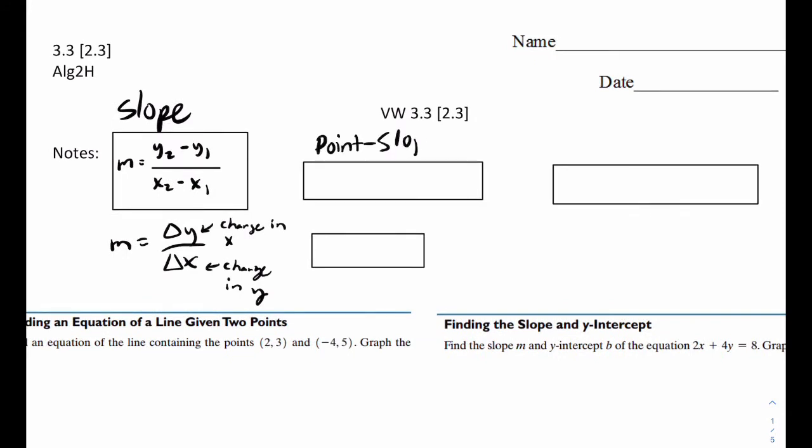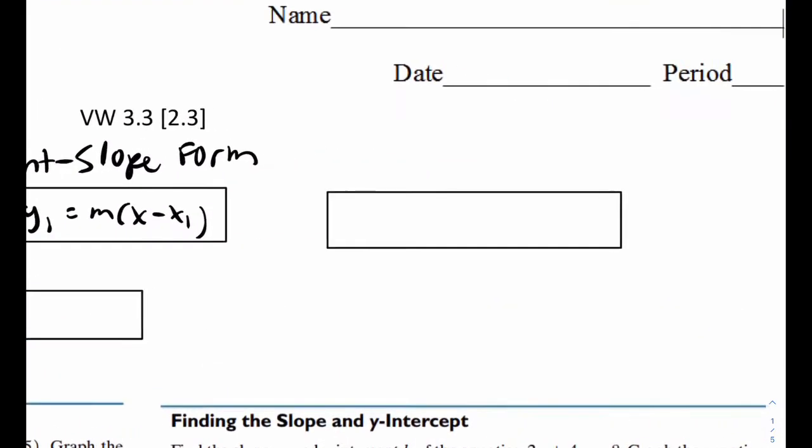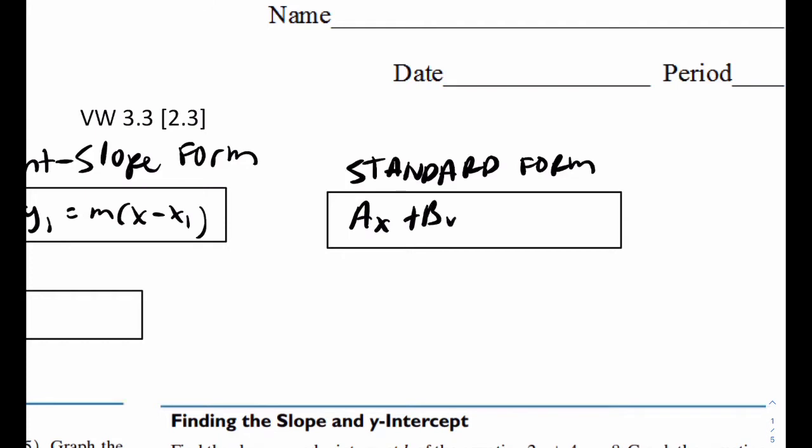For the next part, we're going to have point slope form. Point slope form is simply y minus y1 is equal to m times x minus x1. And then we're going to have over here standard form. Standard form is going to be ax plus by plus c is equal to 0.